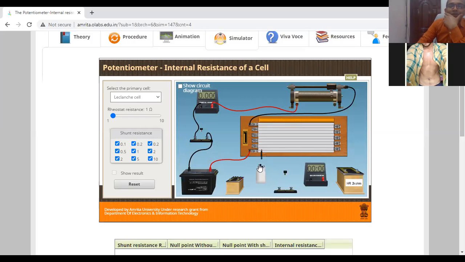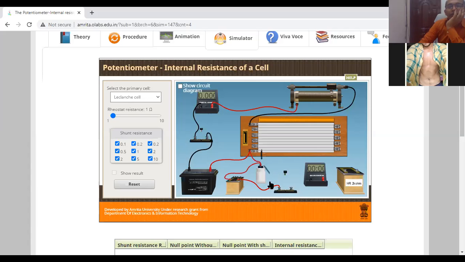Positive is to be connected, let me check. It will take automatically, right? Positive one has already been connected, and one of the positive terminals is also connected with one of the terminals of the resistance box, correct? And the other terminal of this resistance box is connected with this K key 2, and the negative terminal of this cell is connected with this.